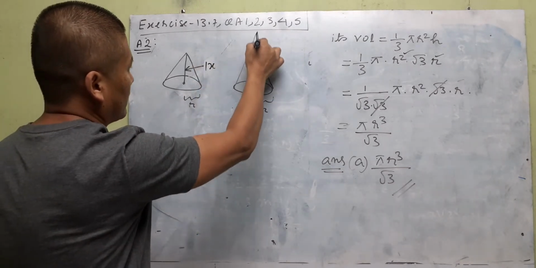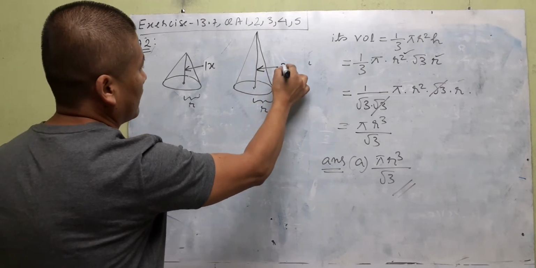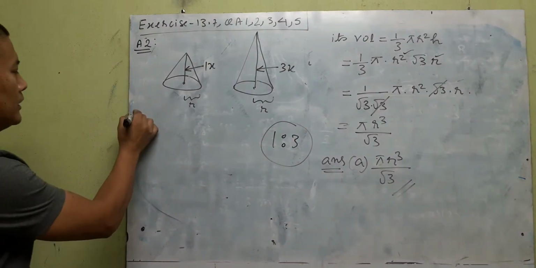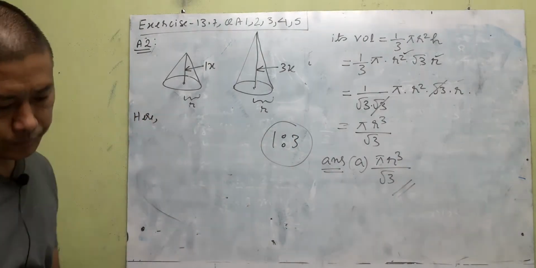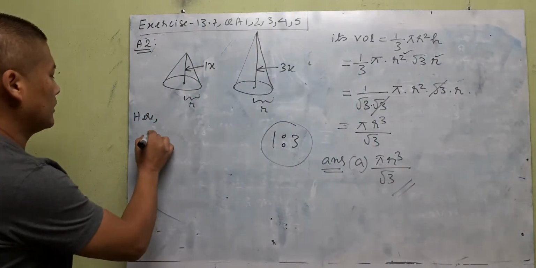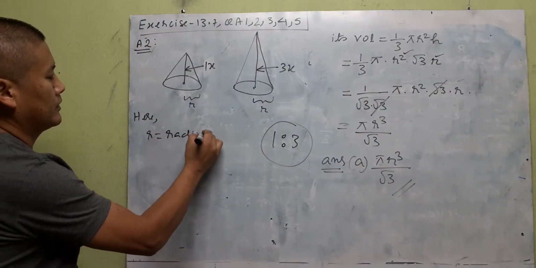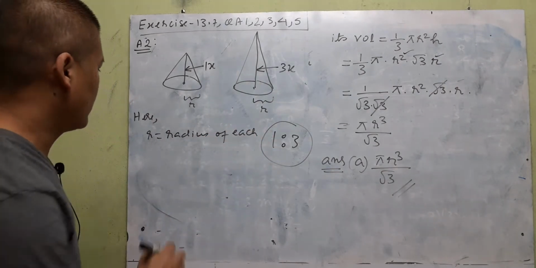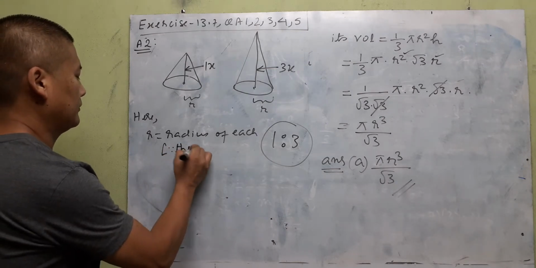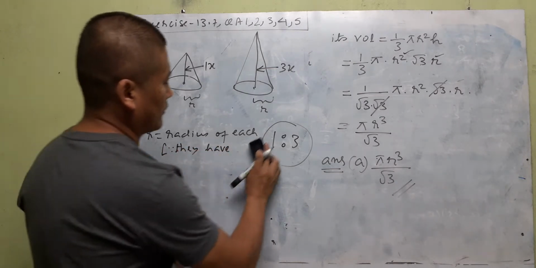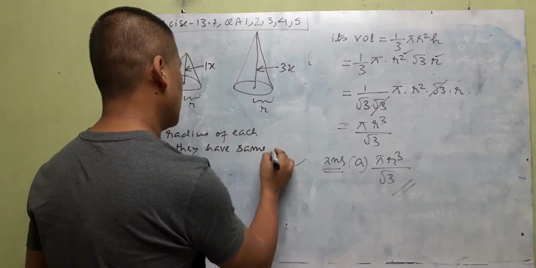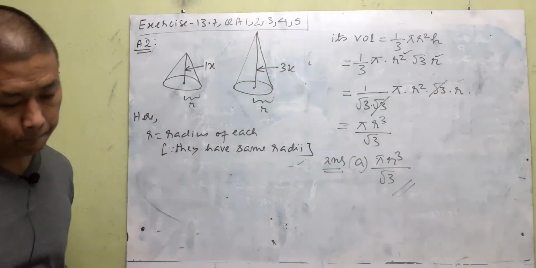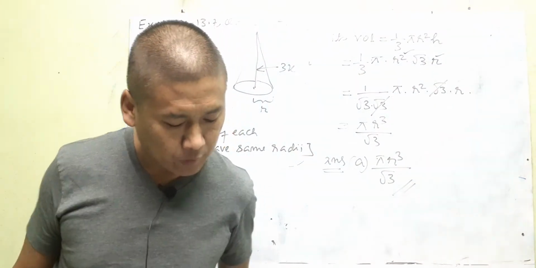Then this height will be 3 times taller, 1:3, so the second one is 3x, because the ratio is given as 1:3. So here, r is equal to the radius of each, since they have the same radius, according to the question. That's why we are putting the same denotation, r, for both. But their heights are in the ratio 1:3.